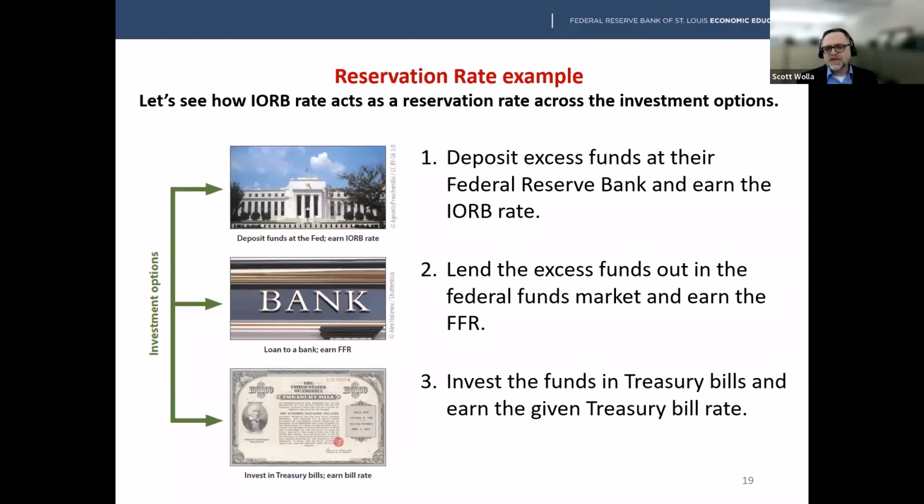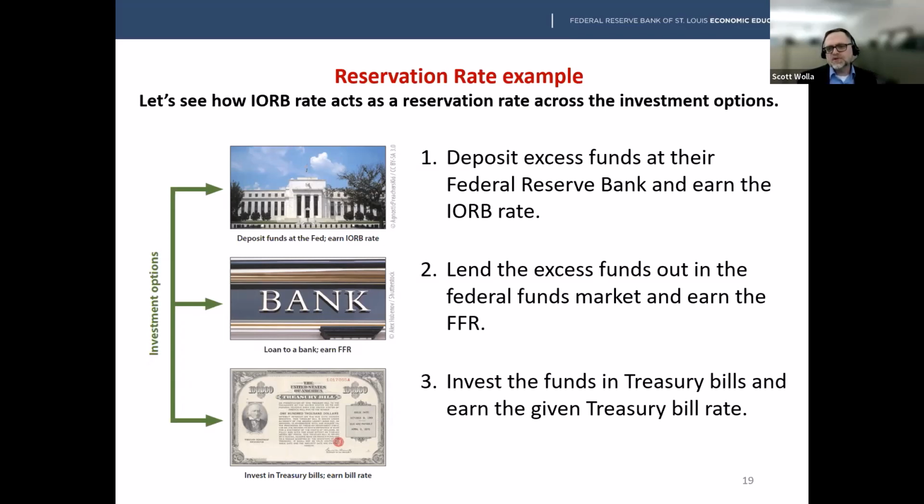They can deposit their excess funds at their Federal Reserve Bank and earn interest on reserves, or the interest on reserve balances rate. They can lend excess funds to other banks in the federal funds market and earn the federal funds rate, or they can invest in treasury bills and earn the treasury bill rate. On the next slide, you'll see the scenario here.